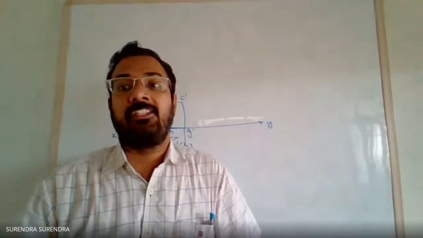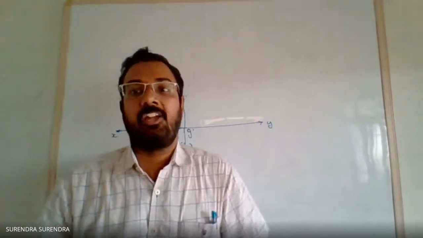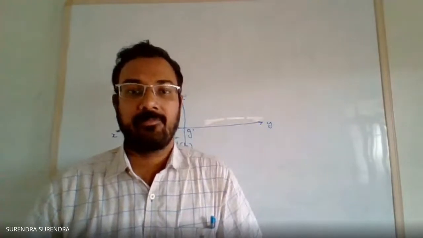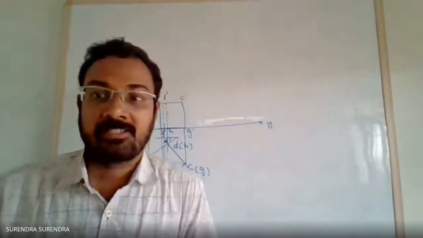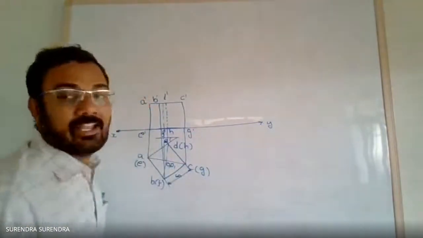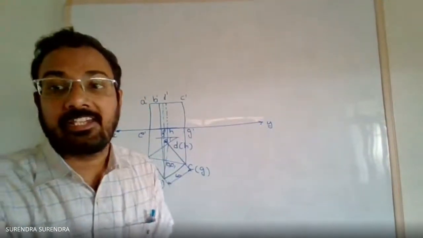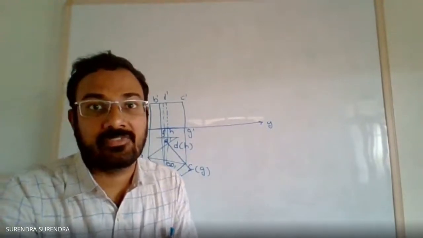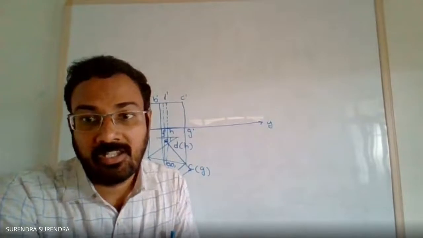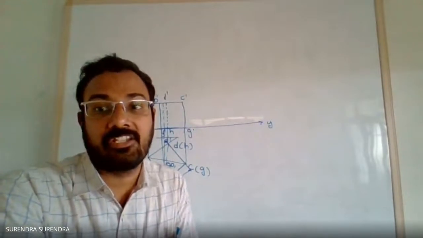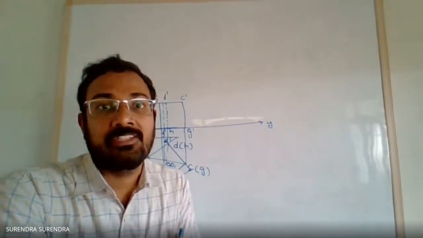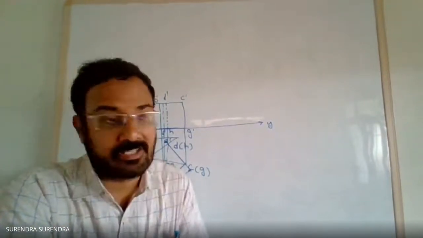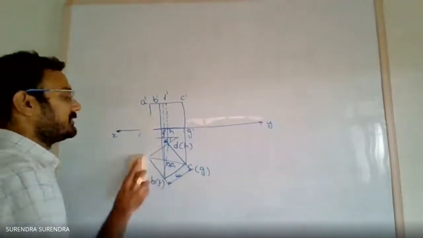A regular pentagonal prism, side of base 40 mm and length of axis 80 mm, lies with one of its rectangular faces on the ground. The axis is inclined at 40 degrees to the vertical plane. Draw the projections of the prism.